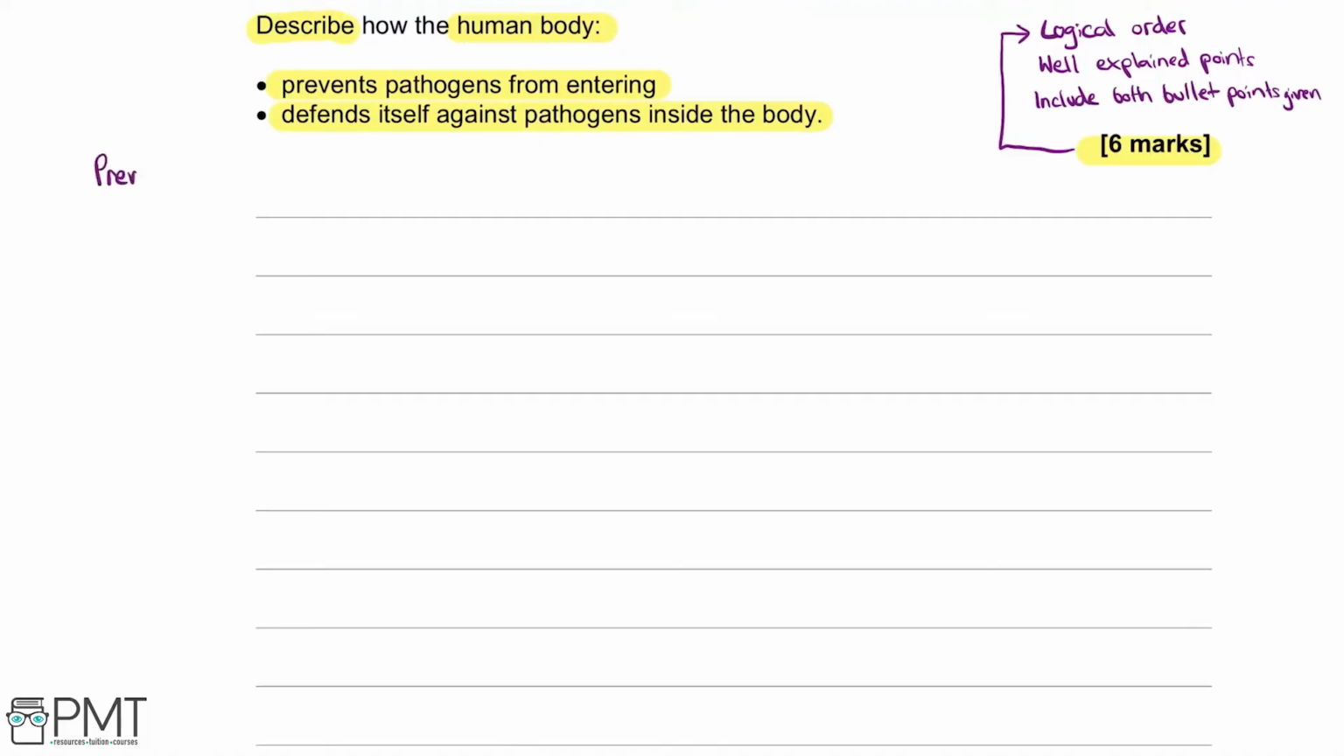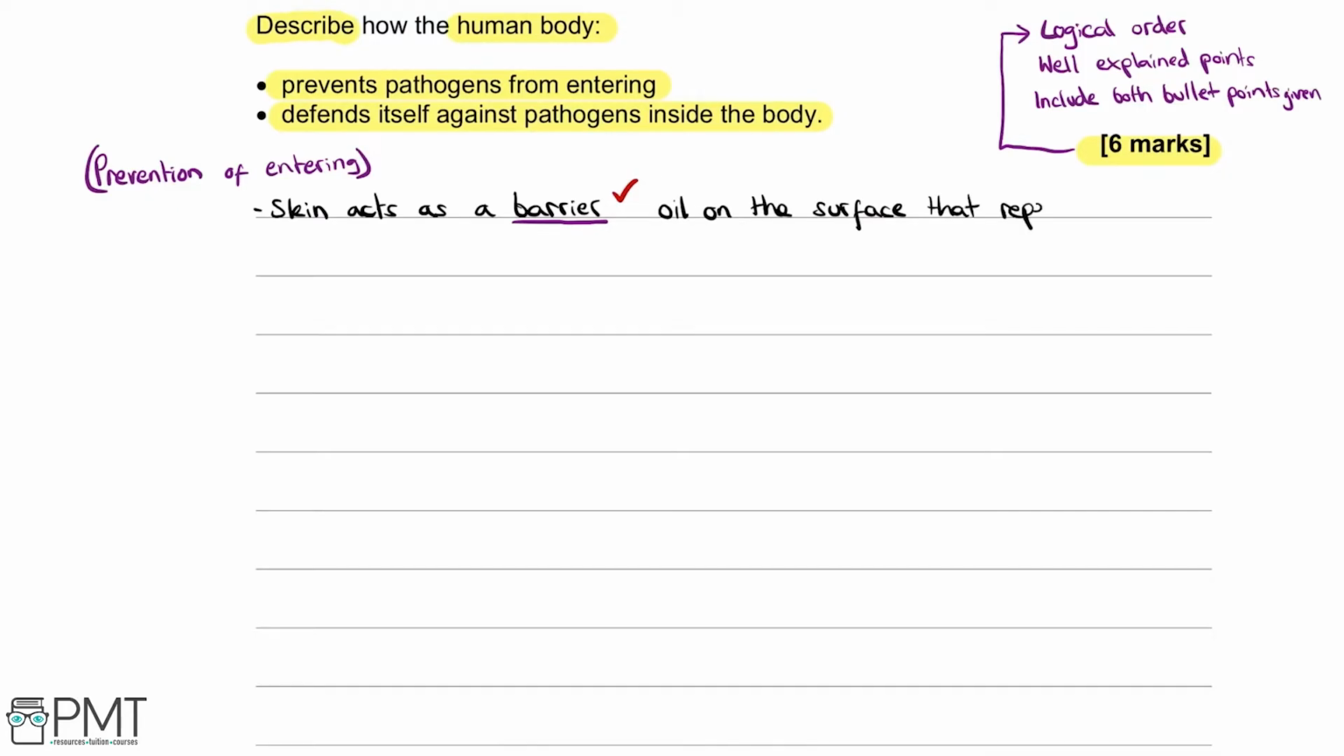So let's start by considering the first bullet point, how the body prevents pathogens from entering into it. The first thing that you could talk about is the skin. So this acts as a physical barrier, and your keyword here is barrier, so make sure you mention that specifically. Next, you might go on to talk about this oil on the surface of the skin, and this has the property of repelling bacteria and pathogens. It's also worth noting that this oil can be called in the mark scheme sebum, so if you see that, it just refers to the oil on the surface of the skin.